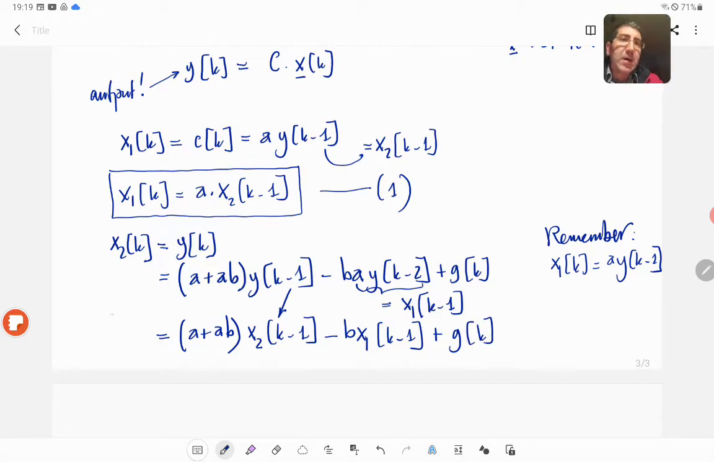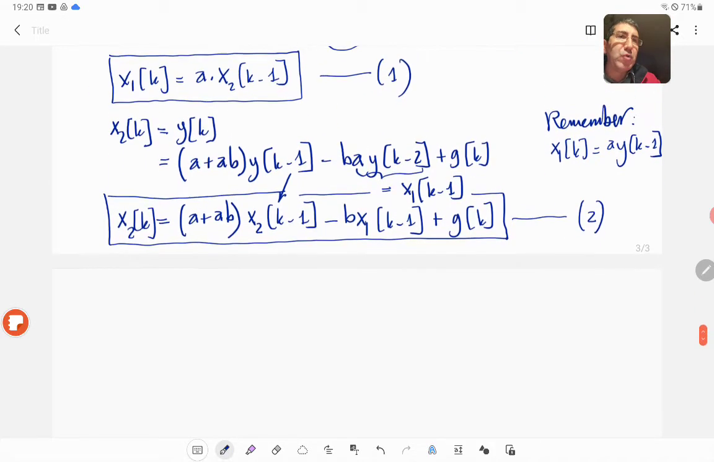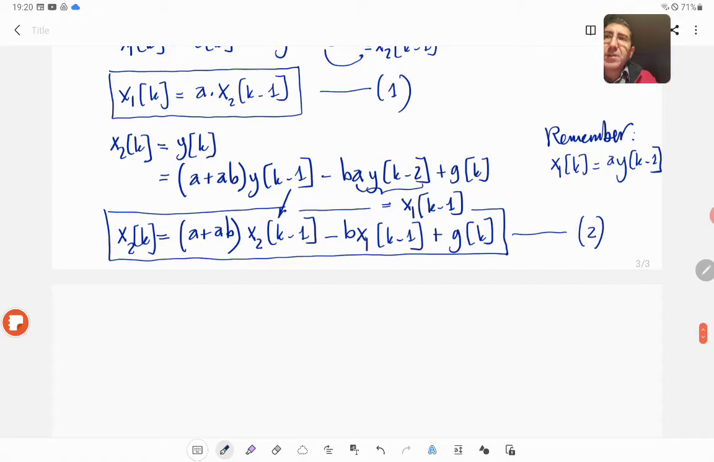So you see, I'm expressing x2 of k in terms of x2 at k minus 1 and x1 at k minus 1 and the input g of k. So that is the second equation that we have. So let's make this 2. Okay. So let me now put this into vector matrix notation.